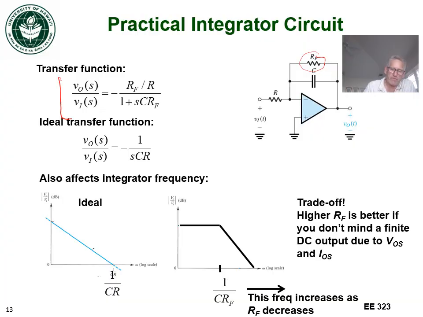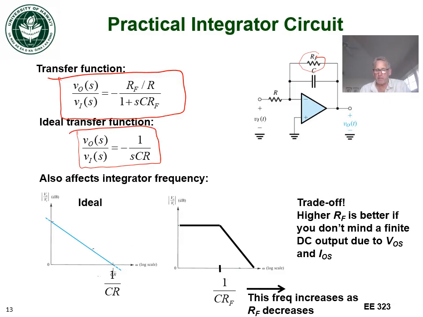So if we look at the transfer function of V out over Vs of this integrator, we see this RF over R over 1 plus S CRF. And if we let RF tend to infinity, this reduces to 1 over S CR. And so the ideal transfer function is this. So as RF gets bigger and bigger, it gets closer to this ideal transfer function. But it also increases the DC gain. So there's this trade-off between the DC gain and how close the integrator gets to the ideal integrator function.